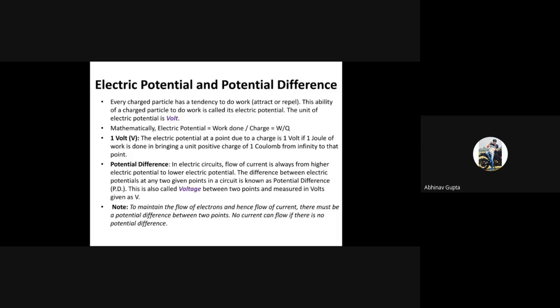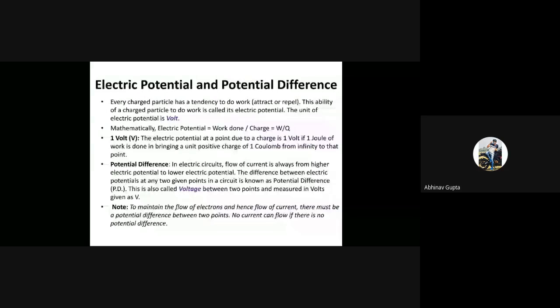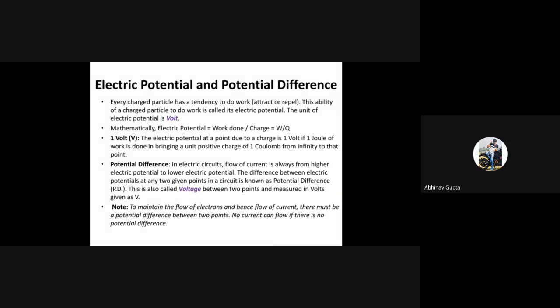Next is electric potential, which is very important, because this is where I'll tell you about the difference between voltage and EMF, or electromotive force. So, what is electric potential? We just studied charged particles, or ions. Every charged particle has a tendency to do work, to attract or repel electrons or any particle. Attraction and repulsion of any charged particle is the work done. This ability of a charged particle to do work is called its electric potential, and the unit is volt.